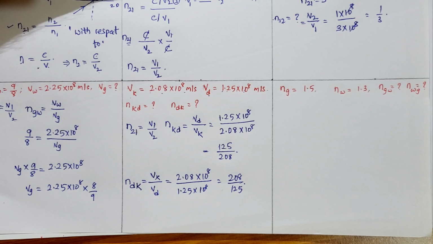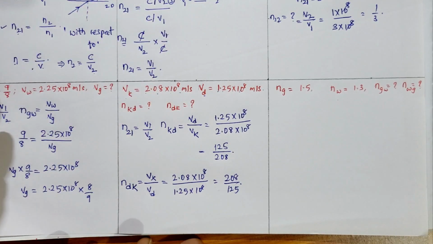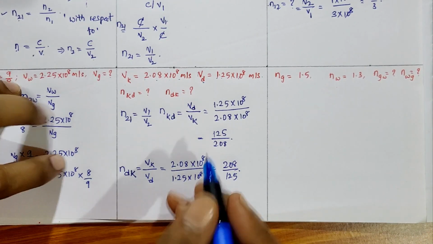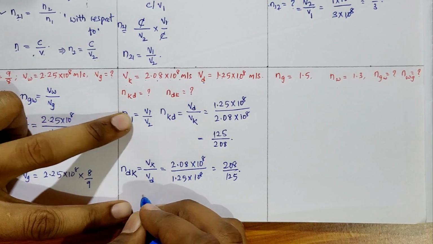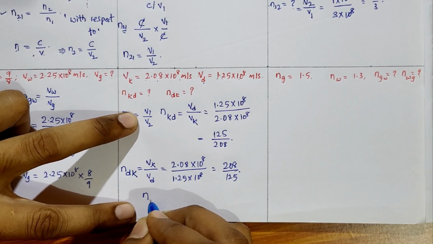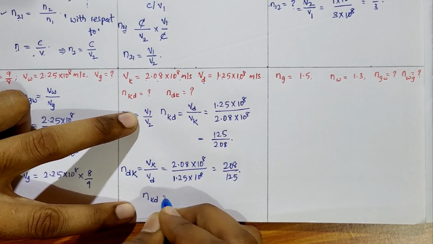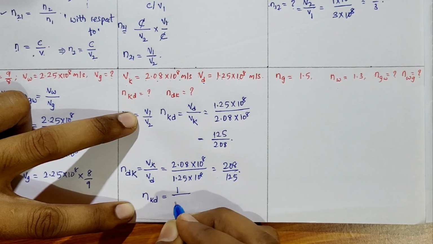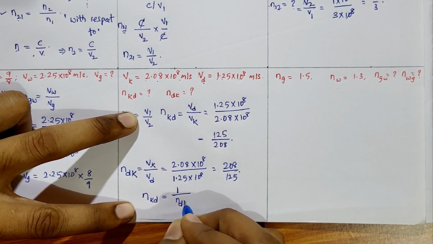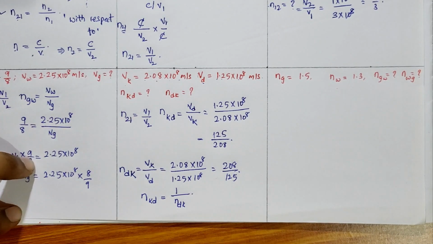Okay. If you observe these two refractive indices, what we can observe is that refractive index of kerosene with respect to diamond is the inverse of refractive index of diamond with respect to kerosene. This you need to observe.